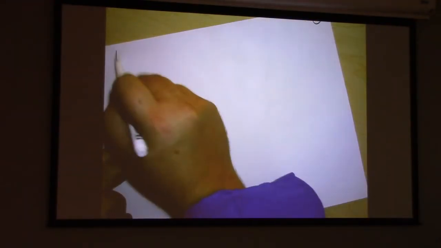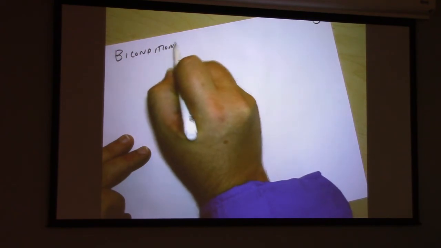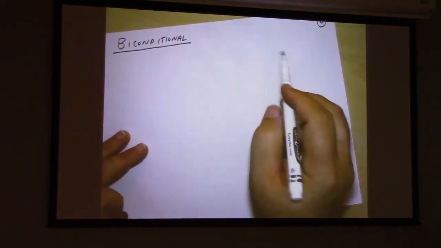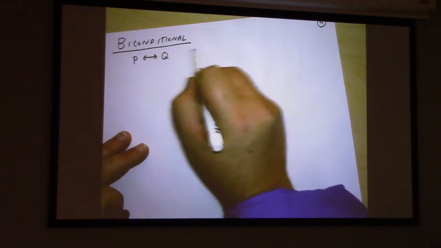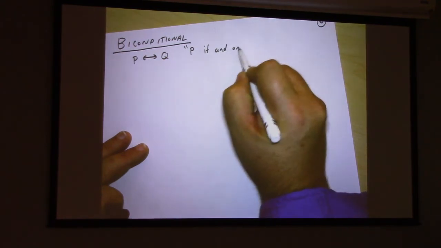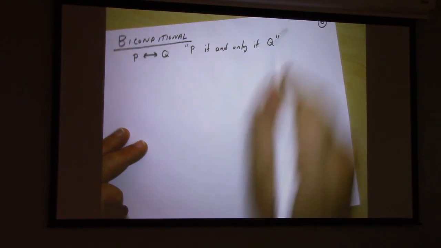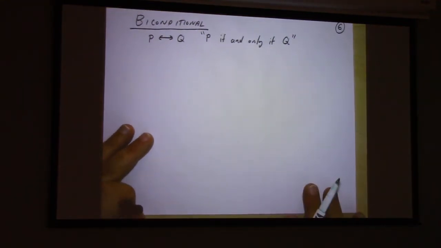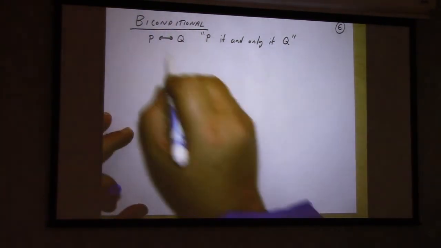The biconditional. What's the biconditional? If and only if. Ah, yes. P if and only if Q. This is read P if and only if Q. All right. And the truth table for this guy looks like this.